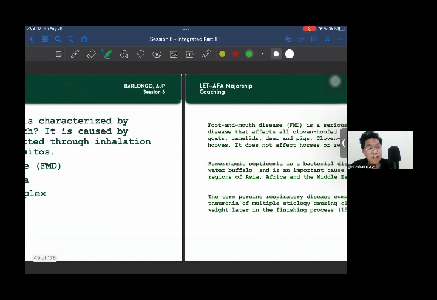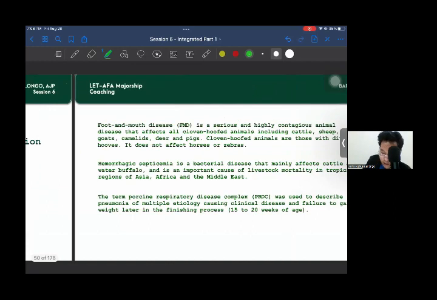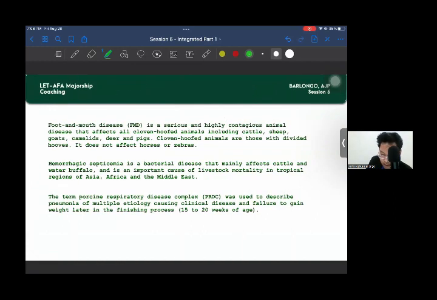And here are the other terms. So first, yung foot and mouth disease. So, ang foot and mouth disease is a serious and highly contagious animal disease that affects all cloven-hoofed animals. So, it can be seen in cattle, sheep, goats, camelids, deer, and pigs. So, ayan. It does not affect horses or zebras. So, take note of this.